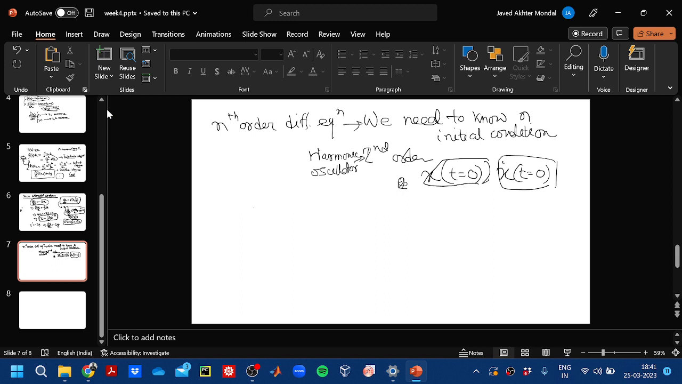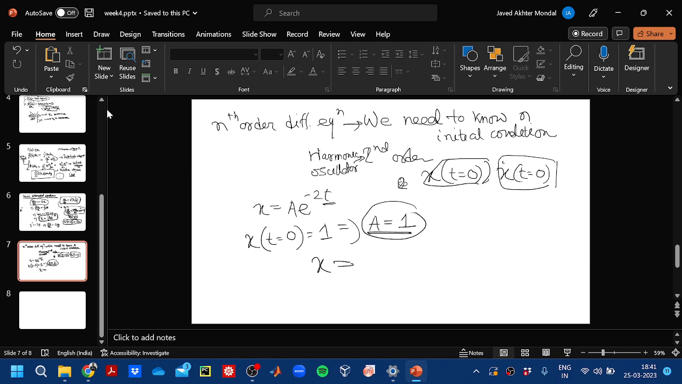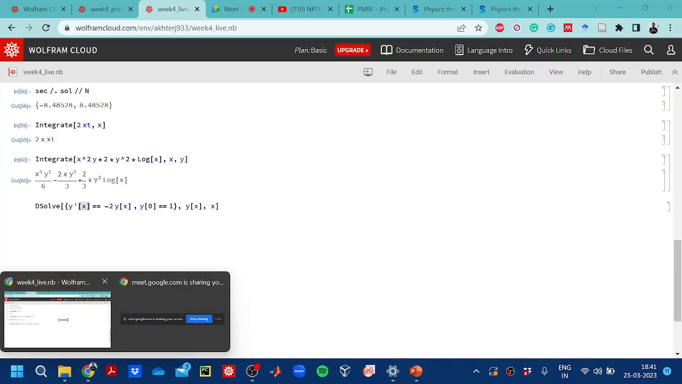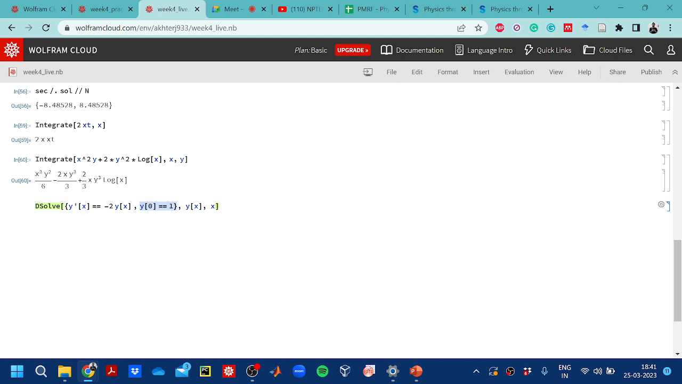In the previous example, we have this solution. Suppose we know that x at t equal to 0 is 1. Then we can put t equal to 0 here, and from that we will get a to be 1. If we know a, then we can fully write down x as a function of t. So this is e to the power minus 2t. So this is our initial condition.